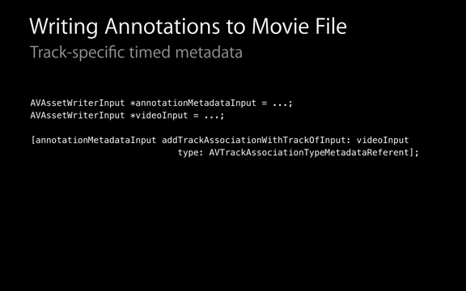Just like we had a way of making track-specific metadata that applied to the entire track with those tagged characteristics we saw before, you also have the ability to formally mark your metadata track as describing one particular other track. You do that with the add track association with track of input method, using as a parameter the asset writer input that you're using to write your video track, and your receiver is the input that you're using to write your metadata track. And you use the association type metadata referent. So that's how you create metadata that's timed, but also specific to a particular track.